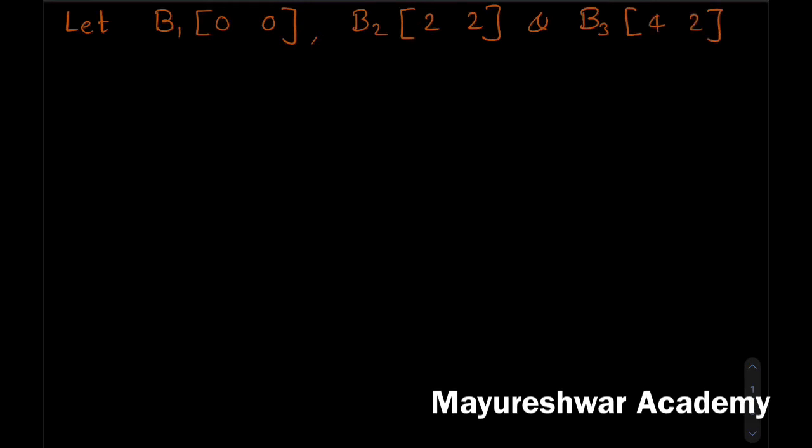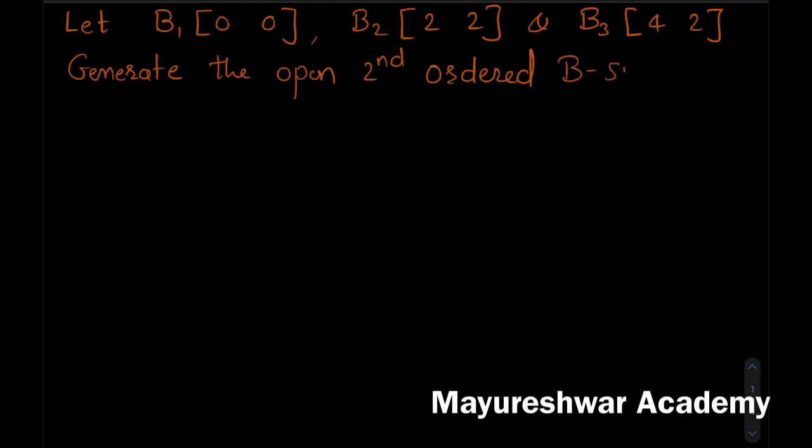Let point B1 have coordinates 0, 0 as x, y, B2 be 2, 2, and B3 be 4, 2. We are asked to generate the open second-ordered, or not second-ordered, B-spline. Actually there is no second order, but for numerical purposes we are considering this.